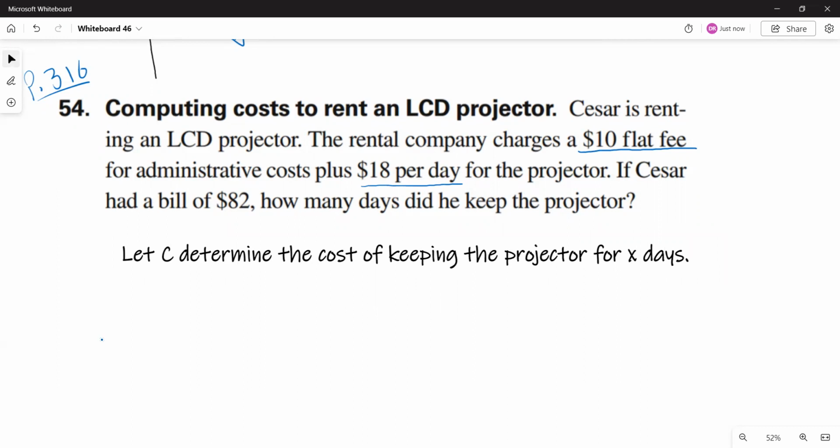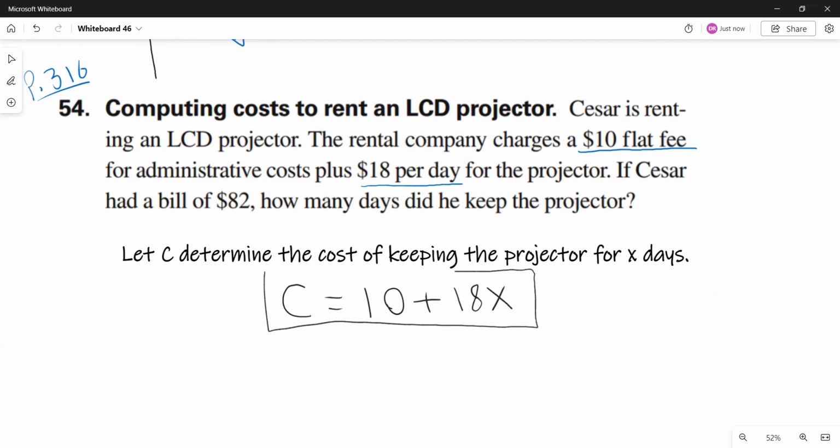Okay, so C is going to be $10. Caesar is going to pay $10 no matter what, and then $18 per day. So that's going to be $18 for 1 day, 36 for 2 days, 54 for 3 days. So 18 times 1 for 1 day, 18 times 2 for 2 days, 18 times 3 for 3 days, and so on. So that is going to be the equation representing the cost of keeping the projector for X days.